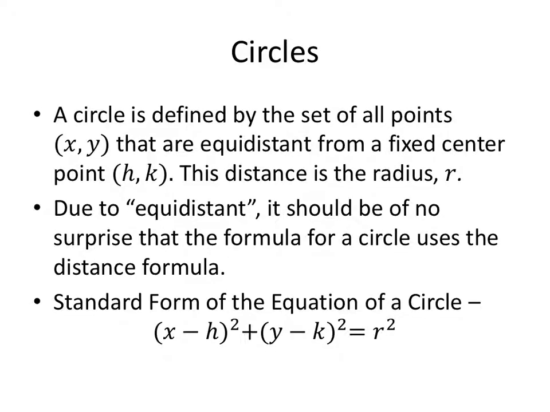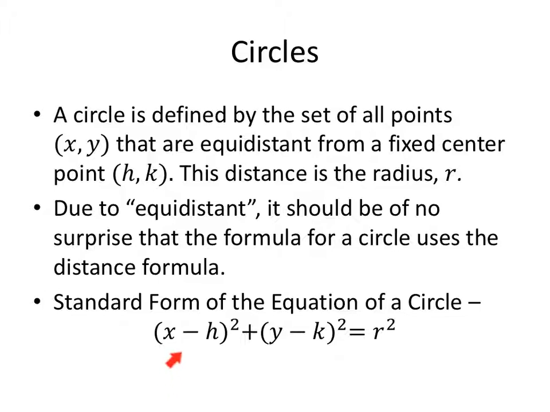A circle is defined by the set of all points x, y that are equidistant from a fixed center point h, k. This particular distance is called the radius r. Due to the term equidistant, look, you see how distant is right in there, it should be of no surprise that the formula for a circle uses the distance formula. And what did the distance formula use? It used the Pythagorean theorem.